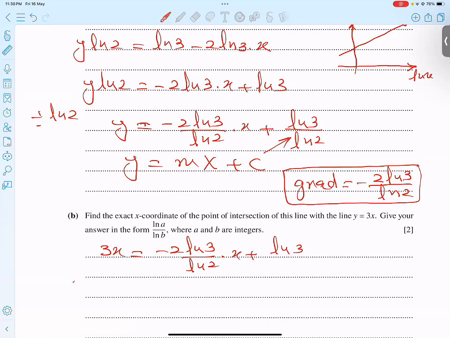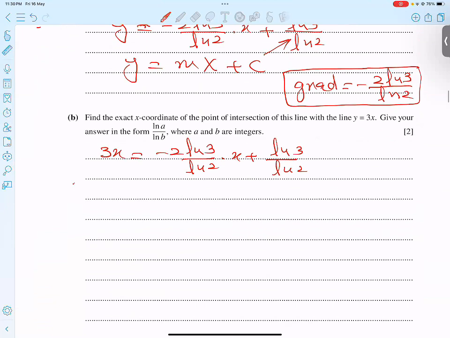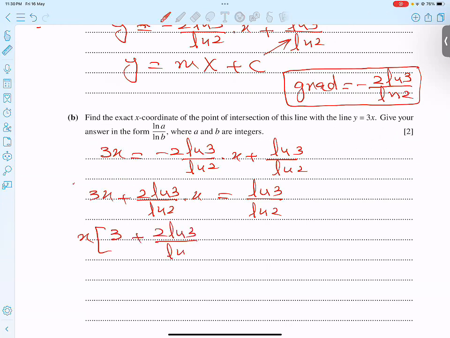And log of 3 by log of 2. I'll bring this whole thing here. So I get 3x equals positive 2 log of 3 over log of 2 times x. I hope up till here, no confusion. x and x, common out. I get x common out. What is left? 3 plus 2 log of 3 over log of 2, and log of 3 by log of 2 is already available.